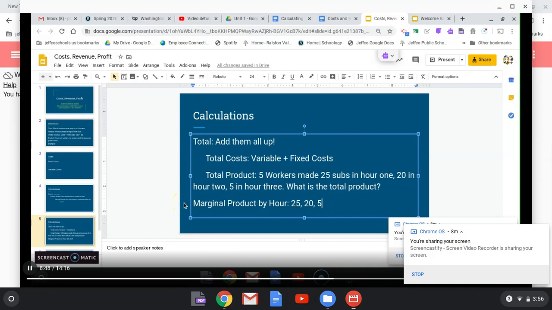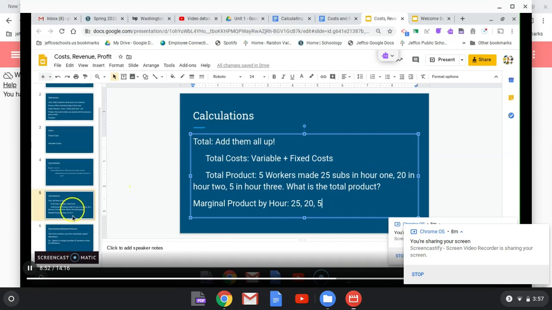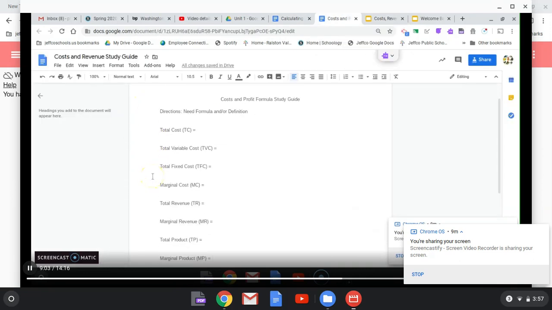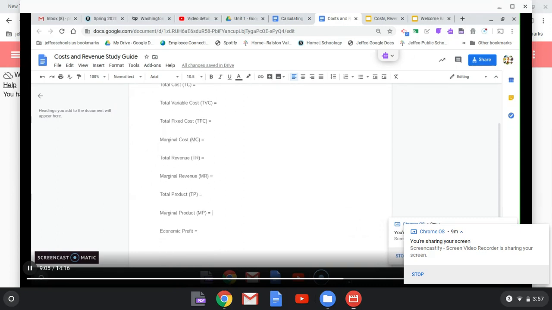Okay, so with that being said, your assignment for today, after you fill out all of these concepts, so again, total cost, total variable cost, total fixed cost, marginal cost, total revenue. All of these things you can figure out based upon the definitions I gave you. Marginal meaning +1, revenue meaning what you bring in. So what do you bring in by selling one more? That's your marginal revenue. All right, understand? So you get all these definitions based upon the examples that I gave you in this PowerPoint.